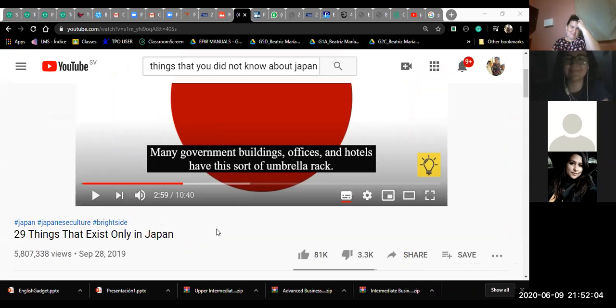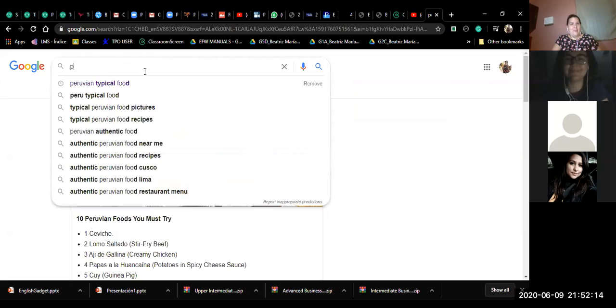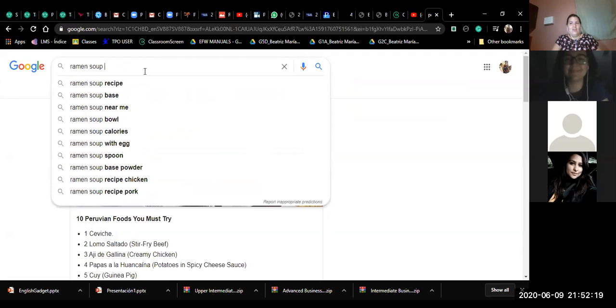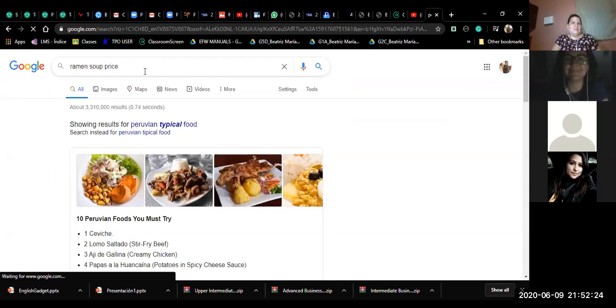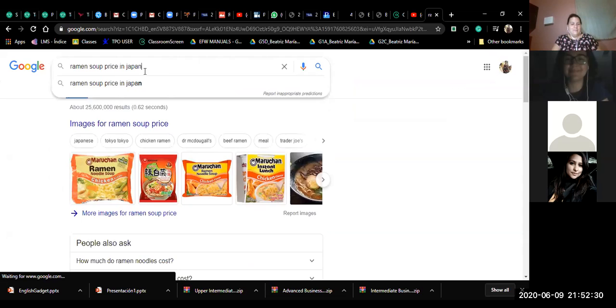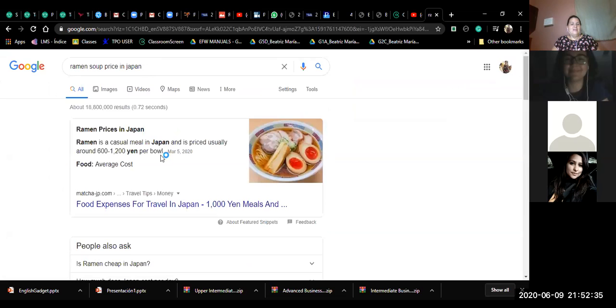How much does a ramen soup cost? A ramen soup price? I have no idea, but we can find out, because the ramen is delicious. But what I can tell you is a fun fact. Ramen soup price in Japan. Oh, I forgot. I'll tell you in a bit. It's 600 to 1,200 yen.